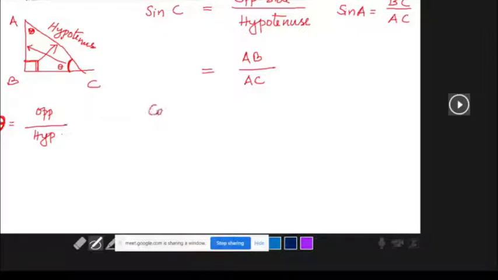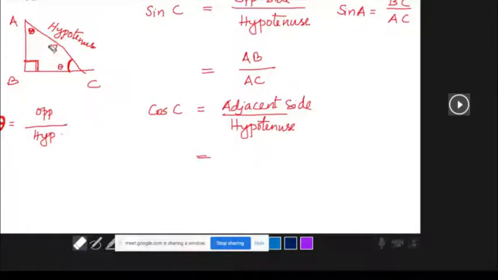Now if I am taking cosine, cos of C. Sine is opposite side by hypotenuse. Cos of C is adjacent side by hypotenuse. Okay, cos is adjacent side by hypotenuse. So now again I am taking angle C. What will be the adjacent side? What do you mean by adjacent side? BC. Adjacent, you should understand, is the side next to the angle. BC. So this is our adjacent side.